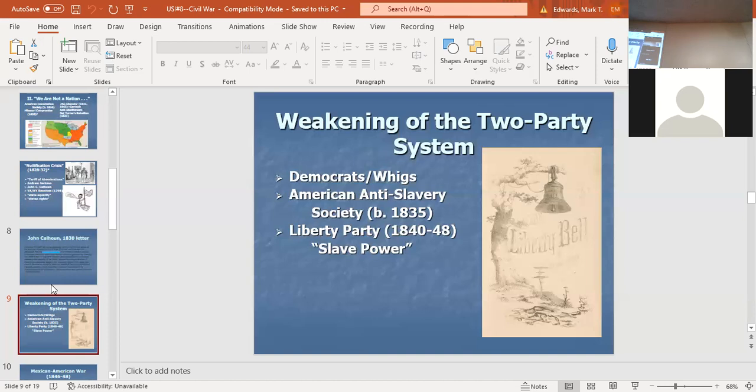You'll be able to work together anymore? Northern Democrats start complaining about the slave power of the South. How do you think that makes Southern Democrats feel? You see what I mean? The two-party system is being weakened through the rise of these third parties. Now, the Liberty Party will only be around for a short time. Its language of the slave power will persist after its demise.